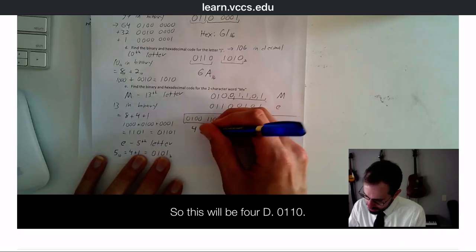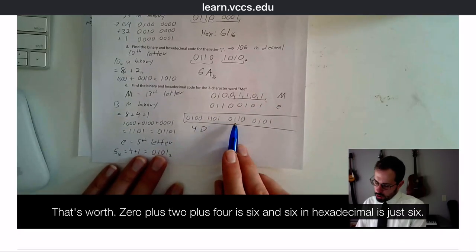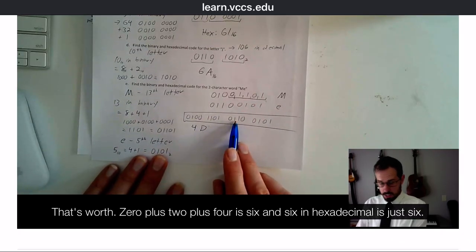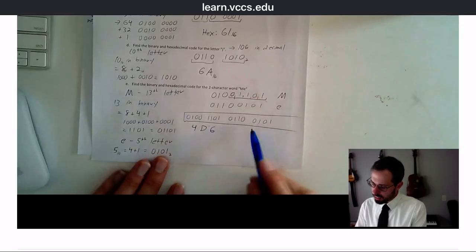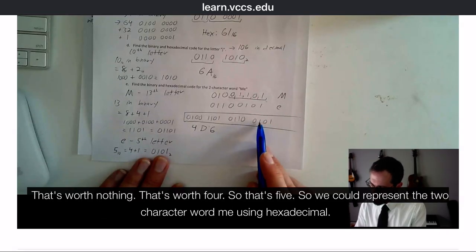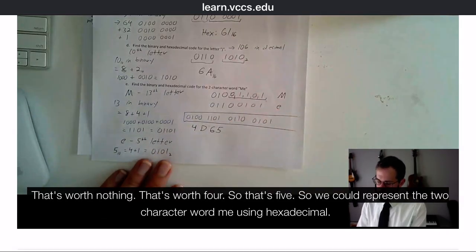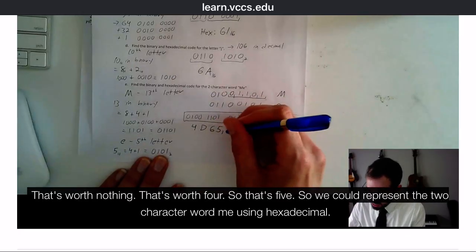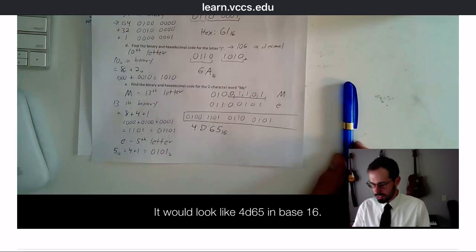So this will be 4, D. 0, 1, 1, 0, that's worth 0 plus 2 plus 4 is 6, and 6 in hexadecimal is just 6. And then the last digit, 0, 1, 0, 1, again, that's worth 1, that's worth nothing, that's worth 4, so that's 5. So we could represent the 2-character word me using hexadecimal. It would look like 4D65 in base 16.